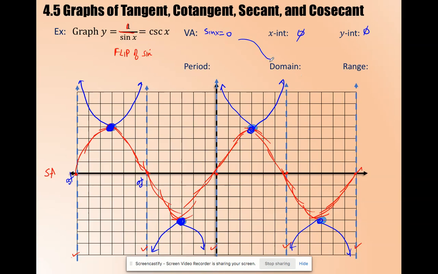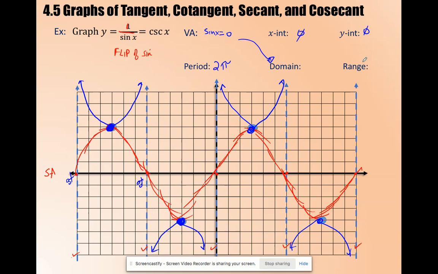Your domain comes from kicking out your vertical asymptotes. And what's your period this time? Is it changed? No, right? Your period is the same as sine, which is 2 pi. What's your range though? Look at the red range. The red range bounces back and forth between 1 and negative 1, negative 1 and 1 being included.